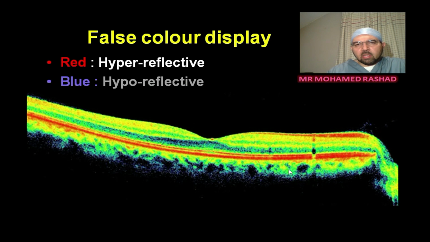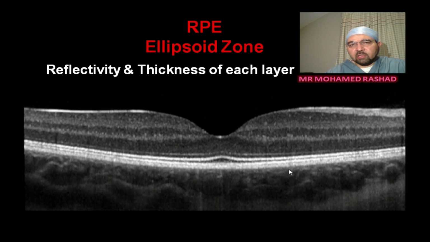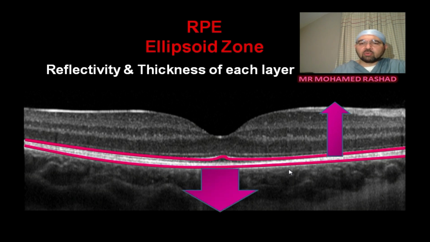The other display, the false color display, that some people like to use shows the reflectivity by color. The hyperreflective is the red color and the hyporeflective is the blue color, but I don't like this display because it is a little bit distracting to me, so I prefer the grayscale. The first thing you have to identify in the layers is the RPE and ellipsoid zone, and then you go up to the inner layers, and then you go down to the outer layers, which are the choriocapillaris, the choroid, and the sclera.